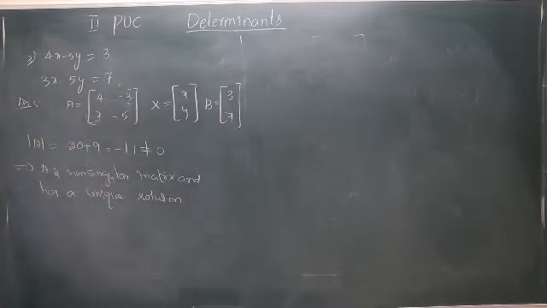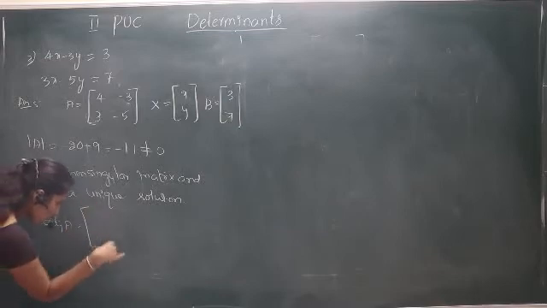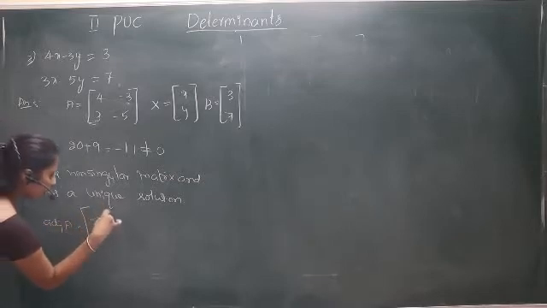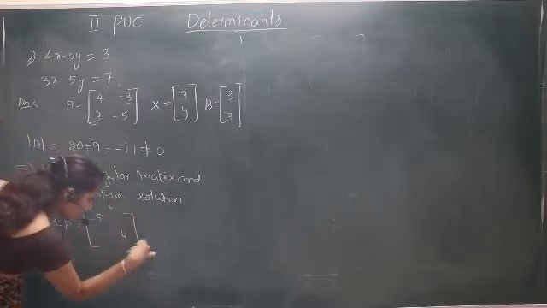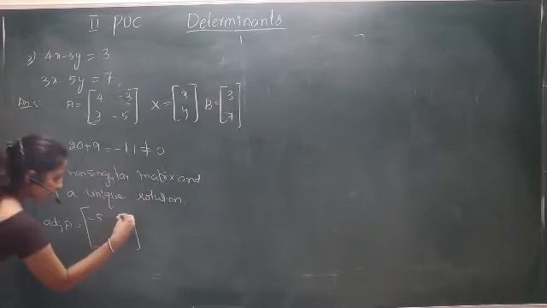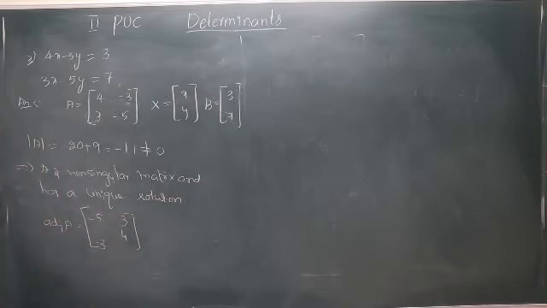Unique solution. So after that we have to find out adjoint, A inverse, and the value of X. So next, write adjoint of A. Since it is 2 by 2, we can directly write it by interchanging the elements of the principal diagonal and changing the sign of the other diagonal. So this is adjoint of A.